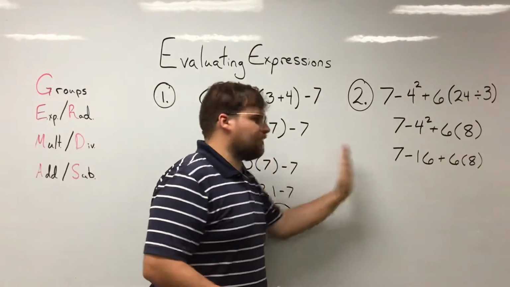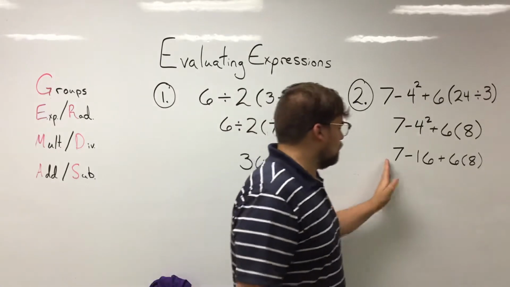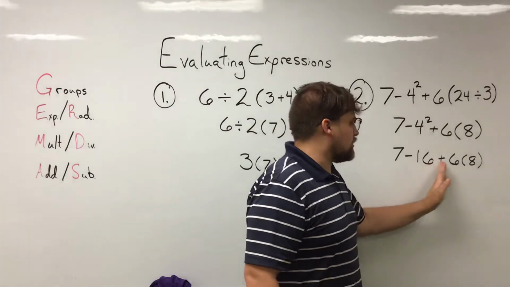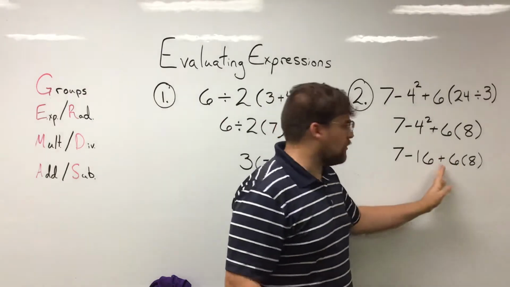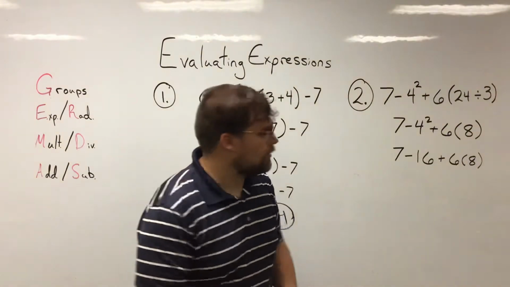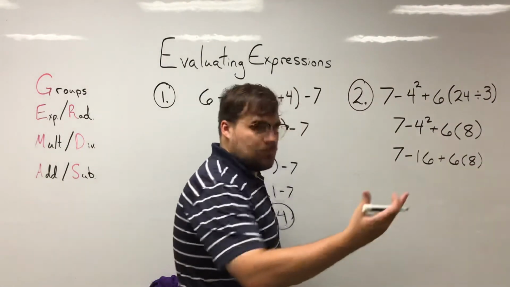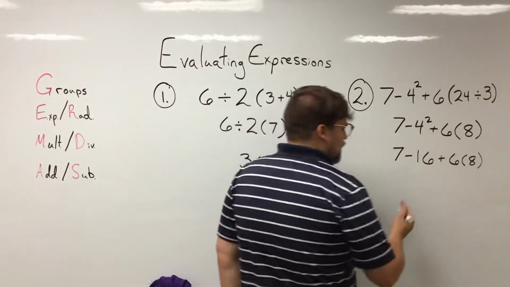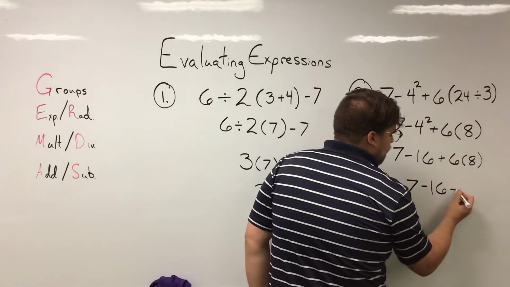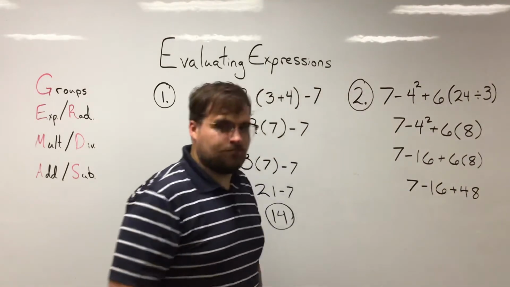Again, looking left to right to see which one pops up first. 7 minus 16, so nothing there, that's not multiplication or division. 16 plus 6, again, we don't have to worry about that. But then 6 times 8, times, right? That's multiplication. So 6 times 8, we're going to need to evaluate. Well, 6 times 8 is going to be 48. So I'm going to rewrite this problem ending with plus 48 now.